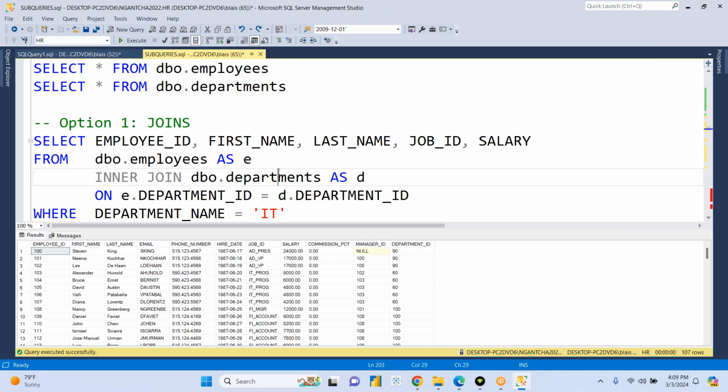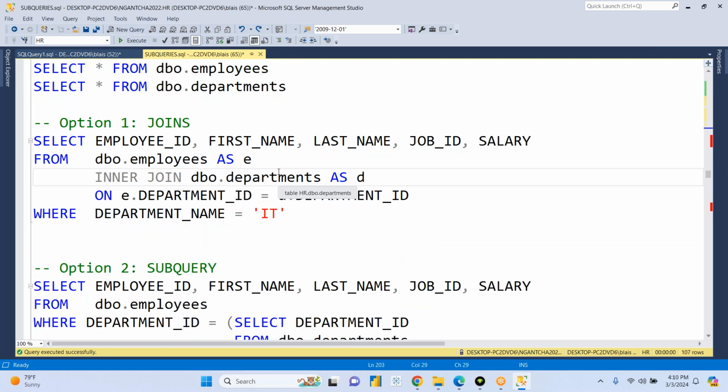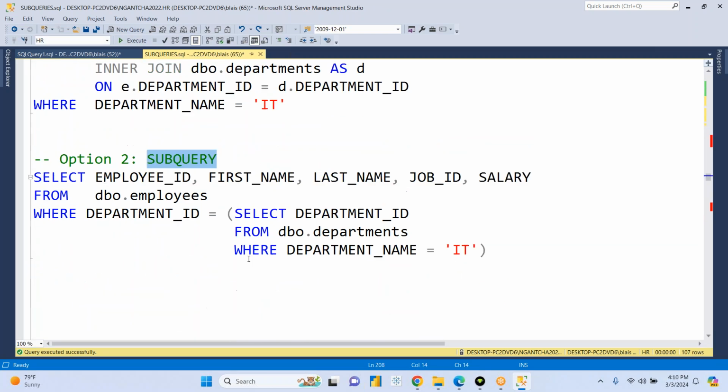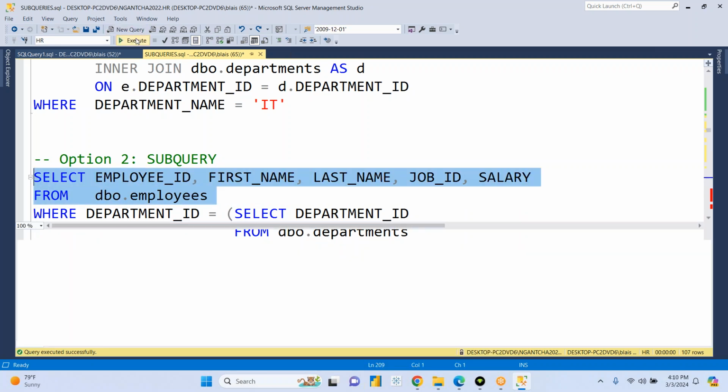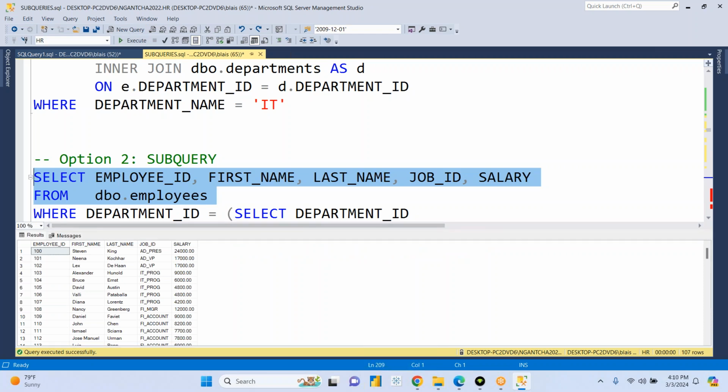Right. Now, if you don't want to join, you can say, hey, you know what? I'll use a subquery. What's the strategy? Investigate the department ID of the IT department. And you stay only on the employees table. You see, my parent table involves only the employees table. That's the parent table right there. Only the employees table.